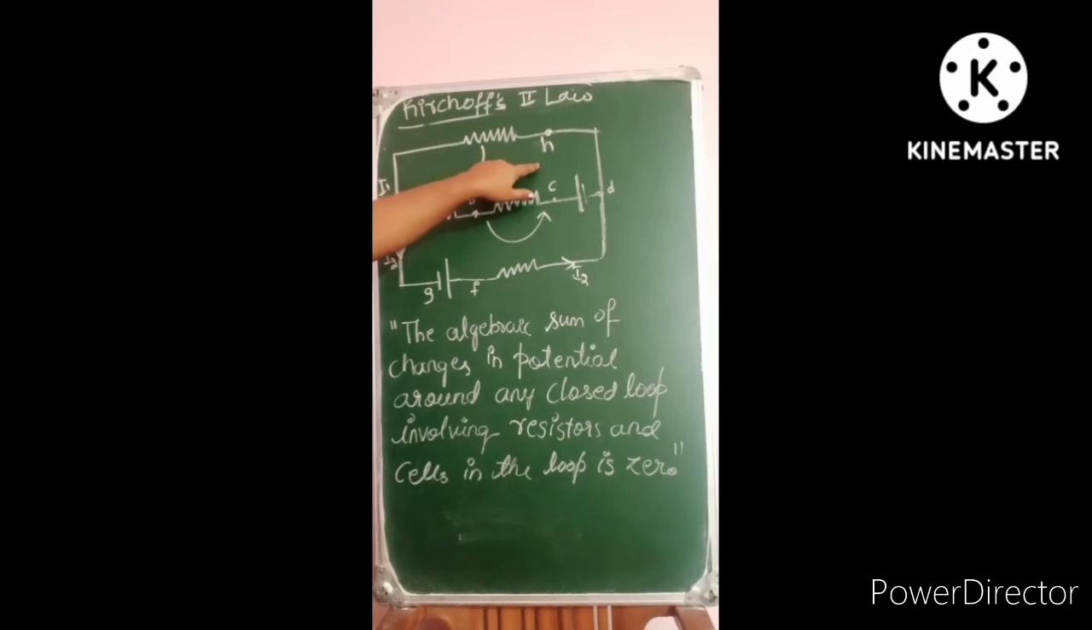At a point H, the current entering is I1. There is only one current leaving H, and by the junction rule, that current is also I1. So this is about Kirchhoff's second rule, and these are the 2 Kirchhoff's rules. The second rule is nothing but the conservation of energy.